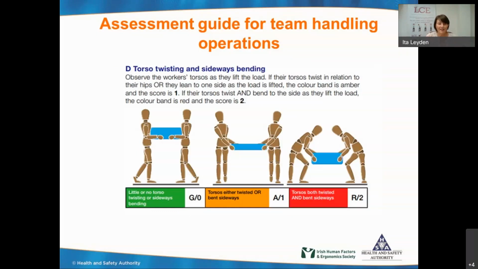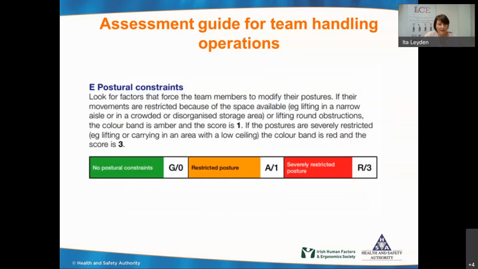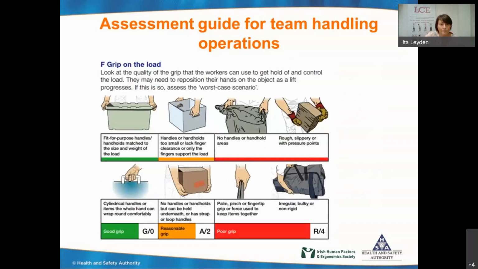Similarly with torso twisting and sideways bending, you're looking at all of those involved in the handling, and you're scoring the worst case. Postural constraints, again, you're looking at, does any of the team members have to modify their posture during the handling operation, or do all team members have to modify their posture during the handling operation?